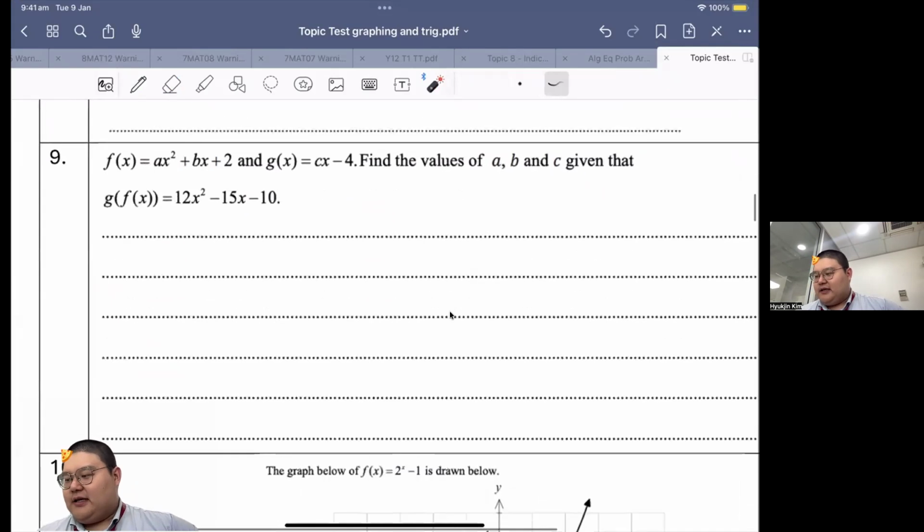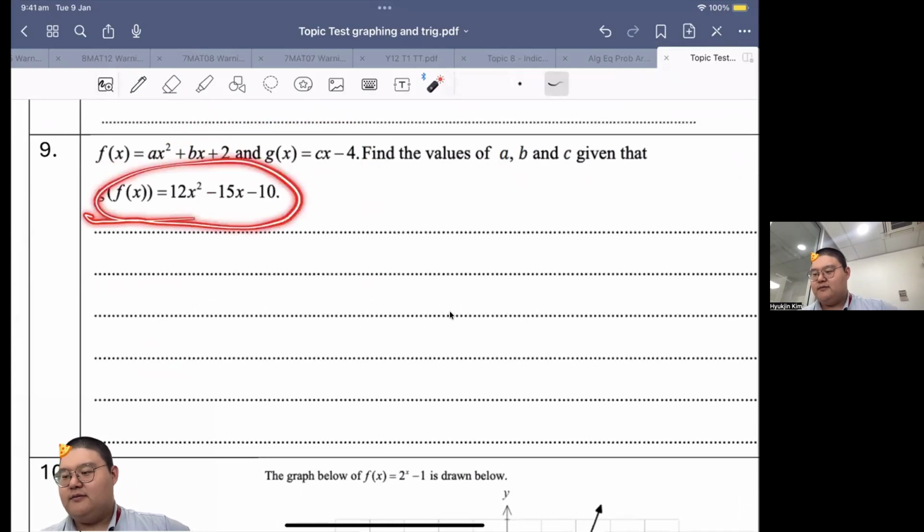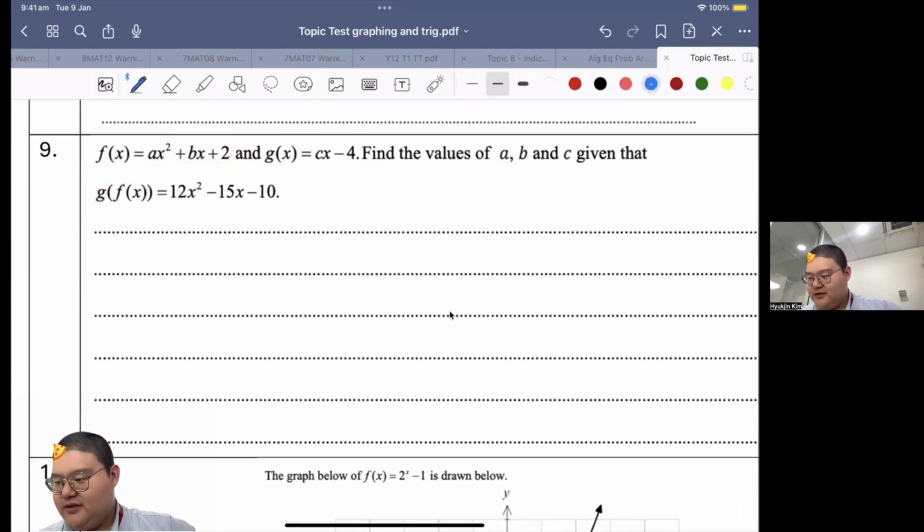All right, let's have a look at this. The question says f of x is some quadratic and g of x is some linear. Find the values of a, b, and c, given that g of f of x is all this. Oh, I just burped. That was too much information.